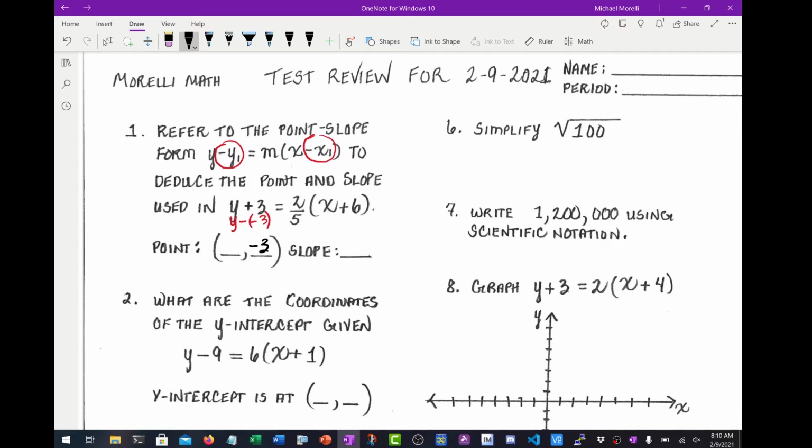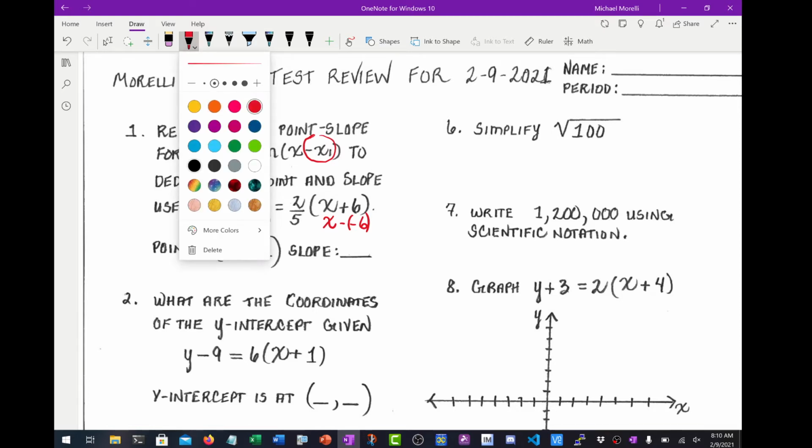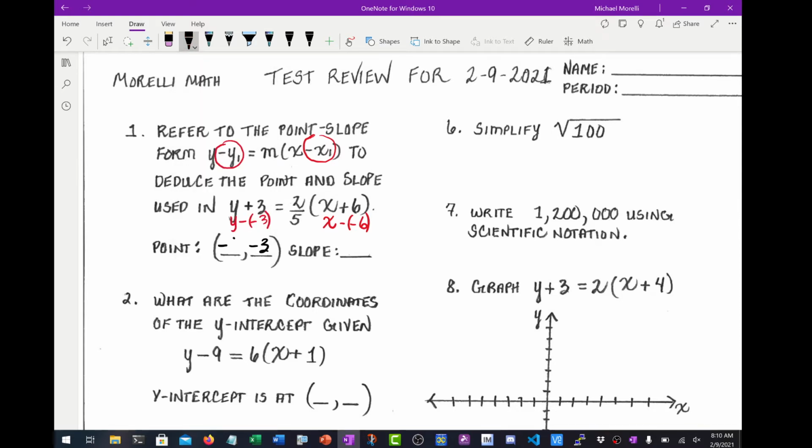It's the same thing. You have x plus 6, but it's x minus x1. So you have to think, what had to happen for this to be x plus 6? It would have had to be like x minus -6. So the original x coordinate would have been -6. So these are the two original coordinate points that had to be used to construct this equation. This is x1, this is y1.